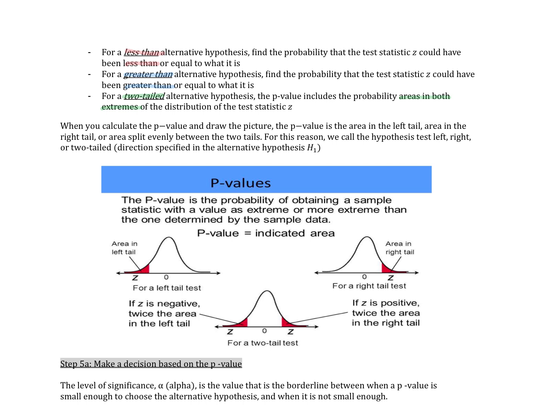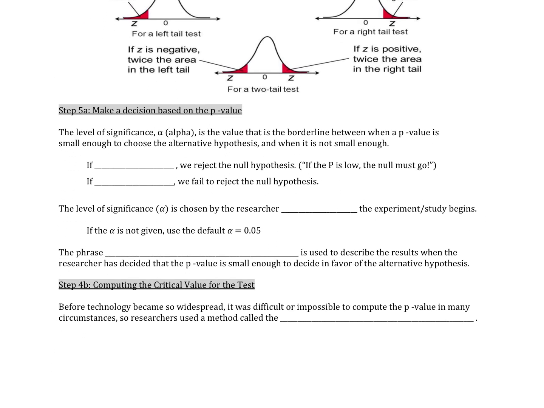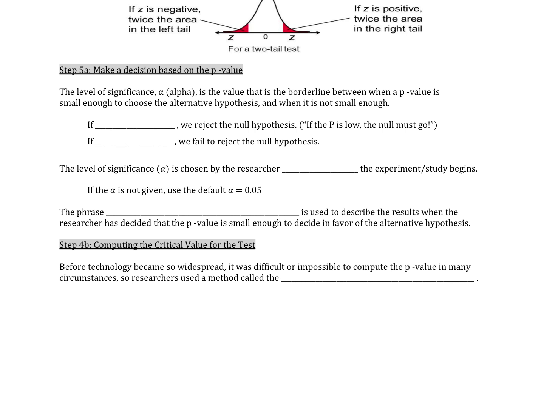So here's a visual of what you're doing. Left-tailed test, that's your probability that's shaded. For a right-tailed test, that's your probability that's shaded. For two-tailed, it splits it in half, and so you're looking at both of them. Does that make sense? Yeah? Okay. When you calculate the p-value and draw the picture, the p-value is the area in the left tail, area in the right tail, or split evenly. So that's all that.